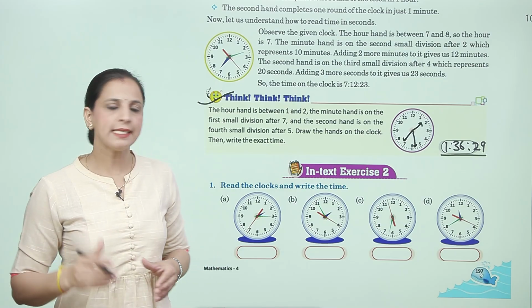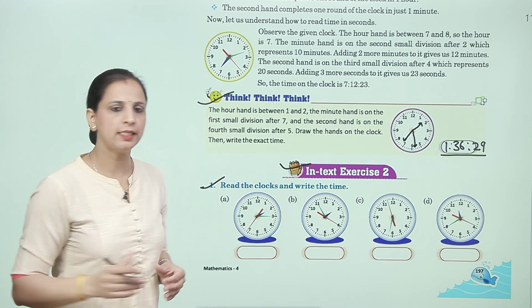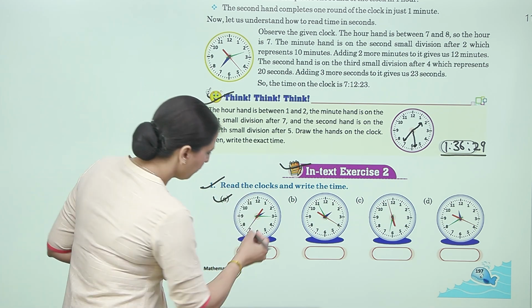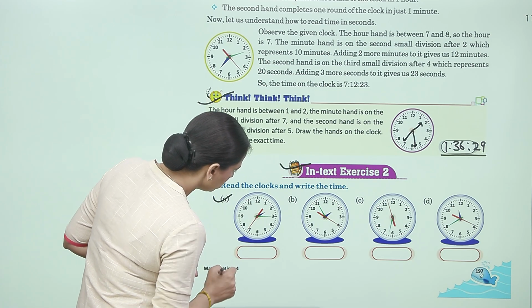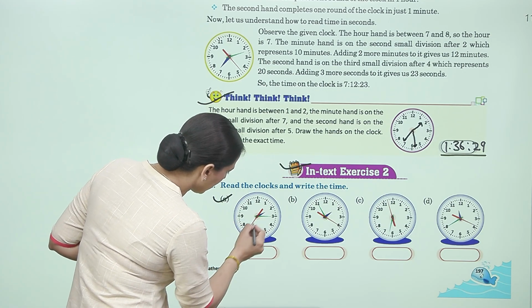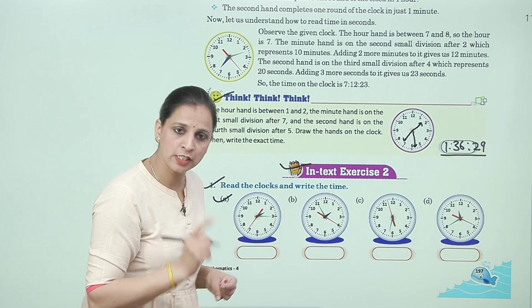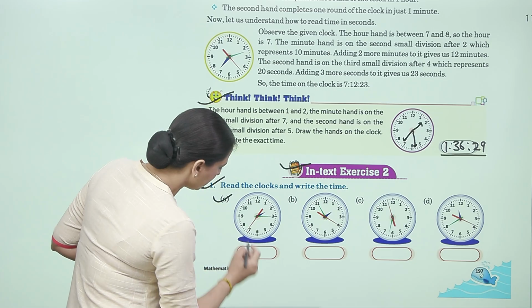Now, in text exercise 2, question number 1, read the clocks and write the time. A part. Hour hand is in between 2 and 3. Minute hand is at 3 and the second hand is at the first division after 7. So, 2:15.